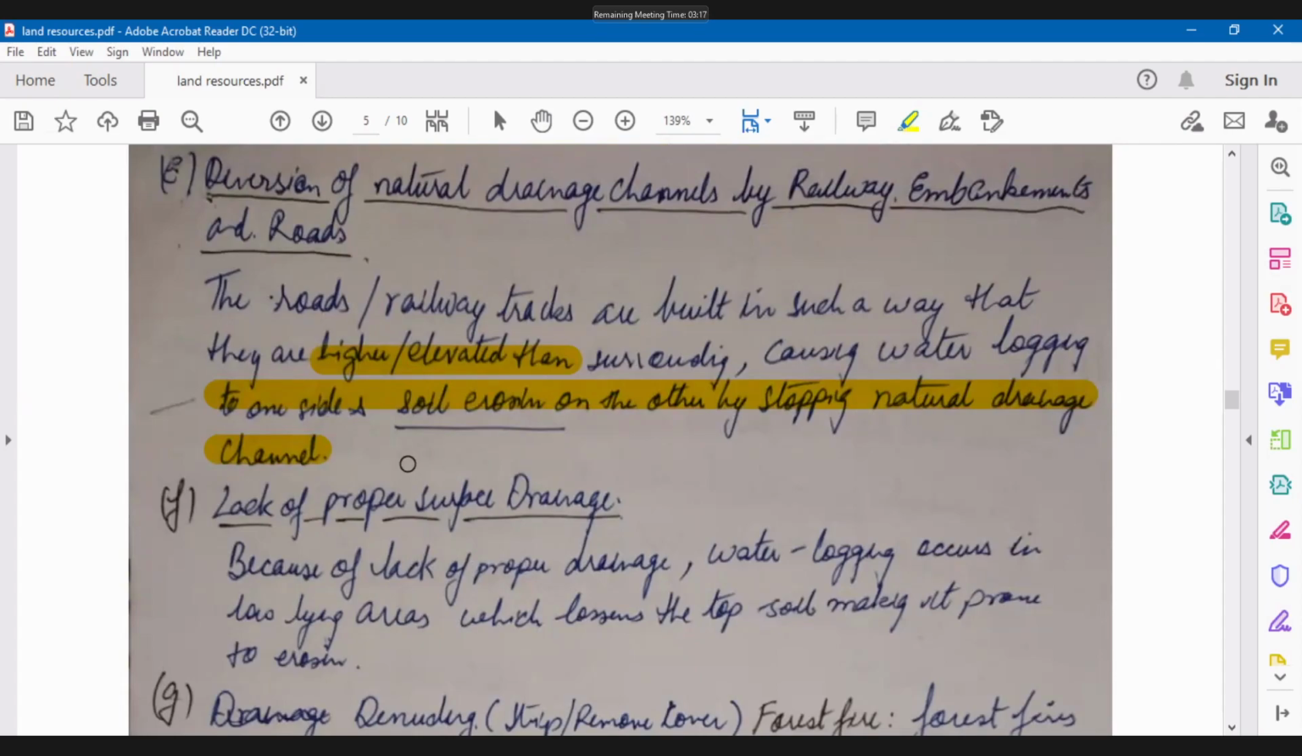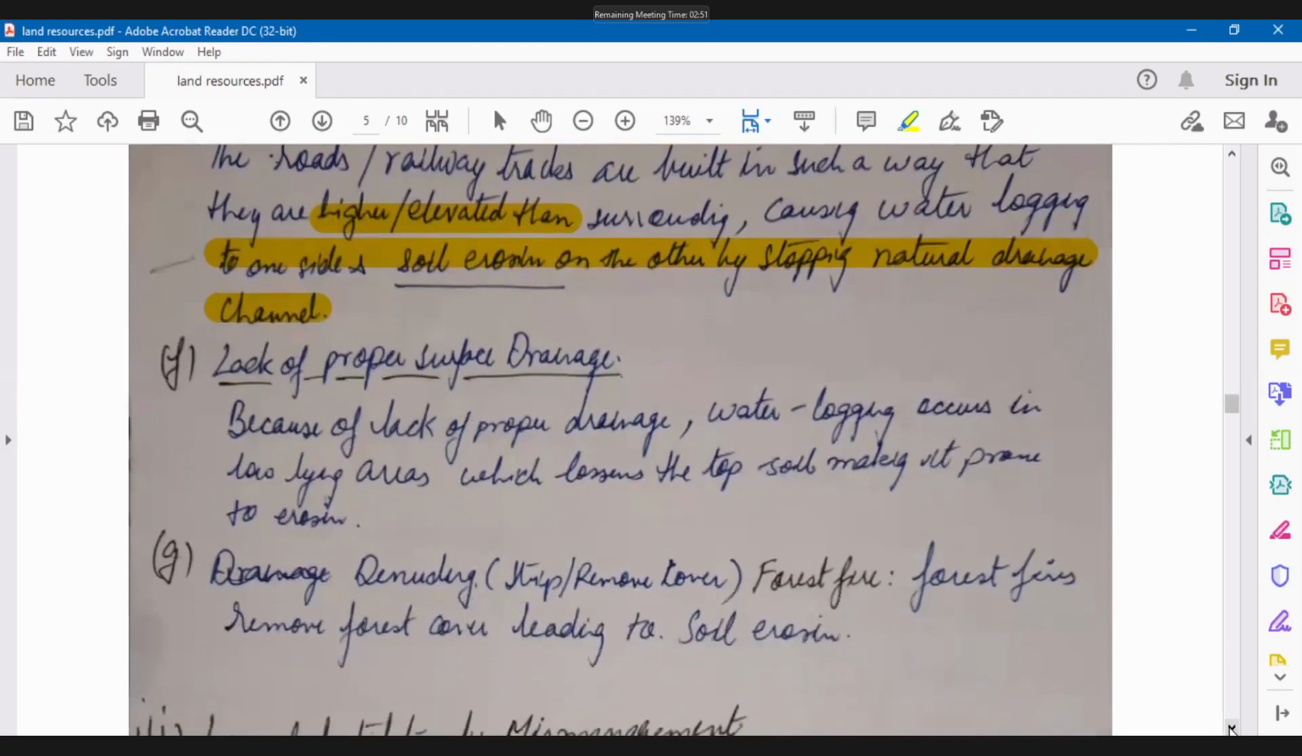If the barrier, an elevated highway, were not there and the land was at a natural level, rainwater or any kind of water would have drained from the total area. But because you have created a barrier, a railway or road embankment, this causes water logging on one side and soil erosion on the other side, stopping natural drainage channels. So this is one of the reasons for land degradation.